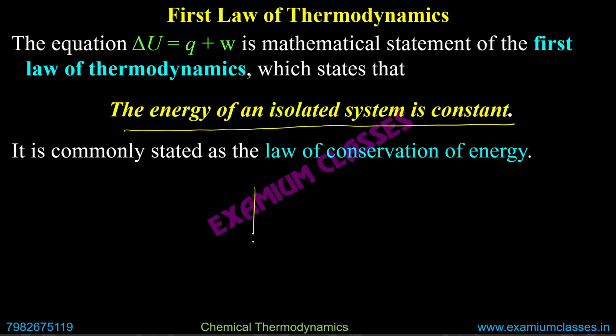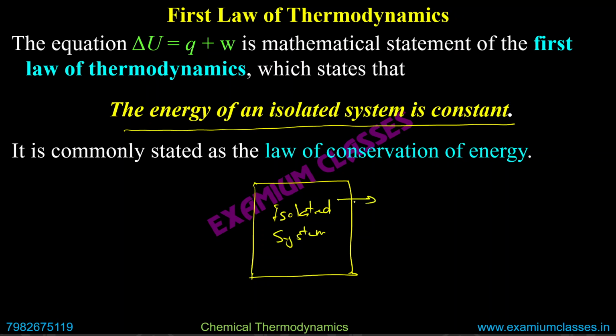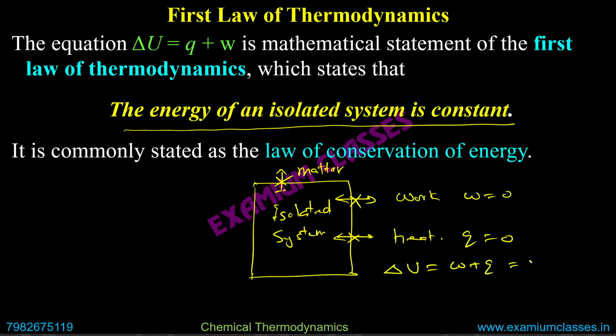How? Because if it is an isolated system, as I said, nothing is done. If you remember, in an isolated system, no work can be done, no heat can be transferred. Matter obviously is not getting transferred. So if W is 0 and Q is 0, obviously delta U will be 0. Delta U is W plus Q, that is 0 here.